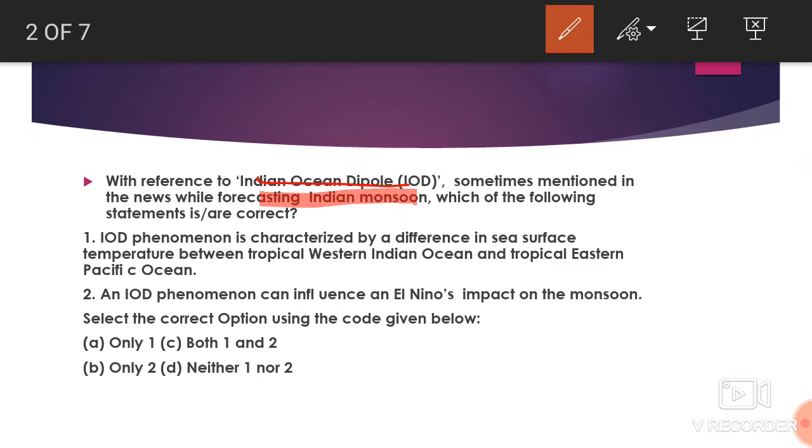So we have a question and two statements, and we have to approach it the right way to solve the question. First of all, let's decodify this term in itself, the Indian Ocean Dipole. It suggests that something is happening in the Indian Ocean itself. Dipole means two poles which are different from each other.